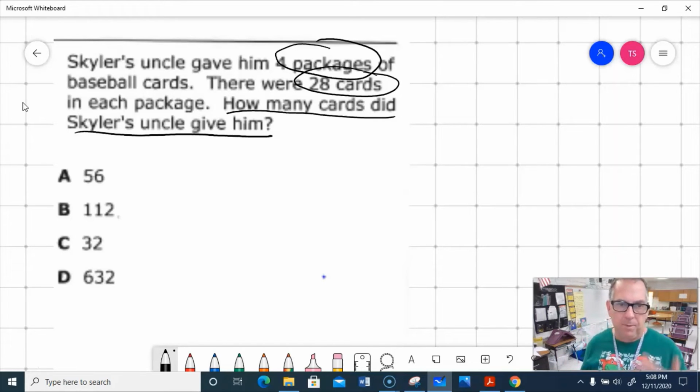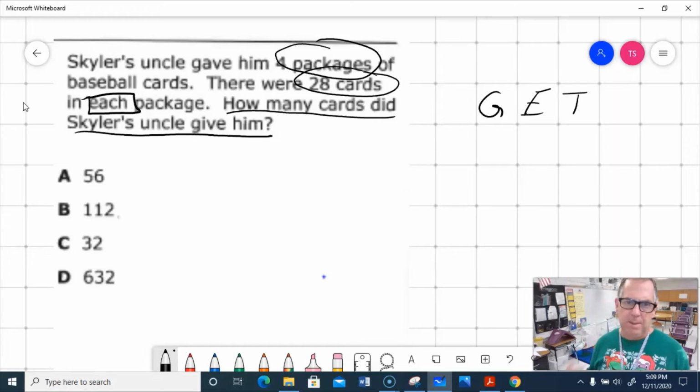I'm going to box in some operational clues. I see right here, each package, it's kind of telling me it's equal groups. I'm going to do some evaluating right here. So we know it's equal groups. I got 4 packages and 28 cards. That doesn't sound like an addition or subtraction problem. So we said it's equal groups. And when we're talking about equal groups, it's always a good idea to go ahead and talk about the GET strategy.